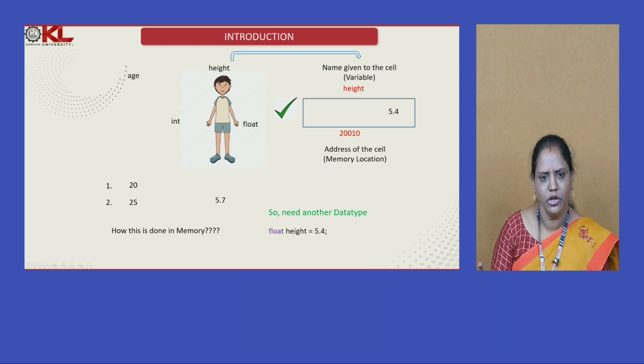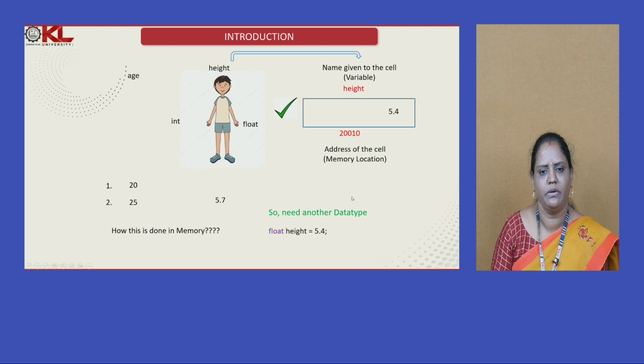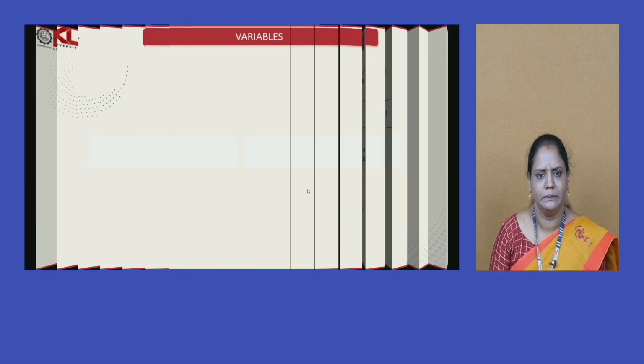So depending on your data we have to select that particular data type and declare the variable like that. If it is an integer, we declare the variable with the integer data type. If it is a float type of value, we declare the variable with the float data type.